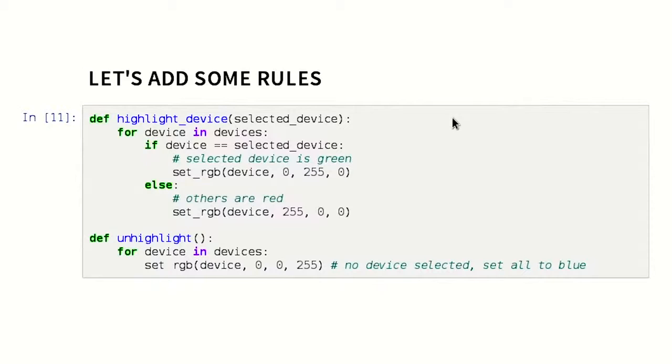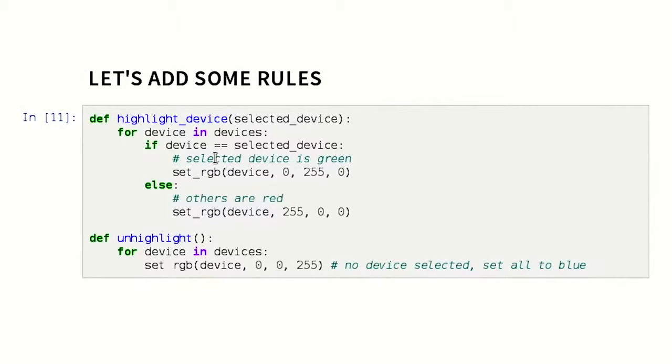But anyway, we can also add some rules to it. For example, if we want to highlight a device, highlighting a device will mean that the device we are selecting will be in green and the others will be in red. That's just an example of a rule you can make in your application. On unhighlight, you put all the devices in red, green, blue, 255 in blue, so it's full blue. My devices that are here are all blue.